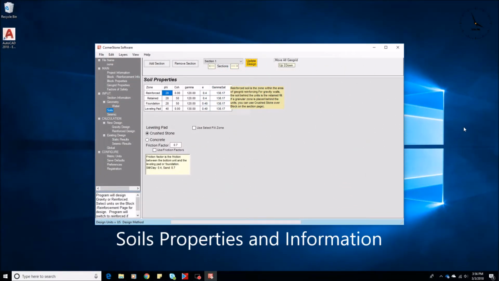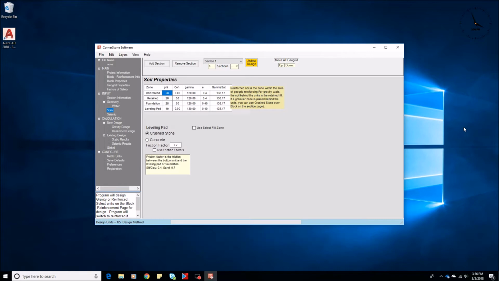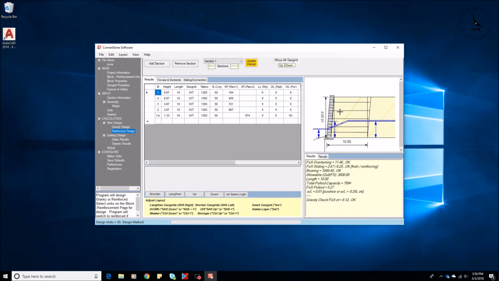Soils are the most important property you're going to have in designing retaining walls. Soil, the foundation, is what gives your wall support, where you're going to have settlement concerns, where you're going to have sliding concerns. The reinforced backfill is that zone within the geogrid area. That's your reinforced soil zone.